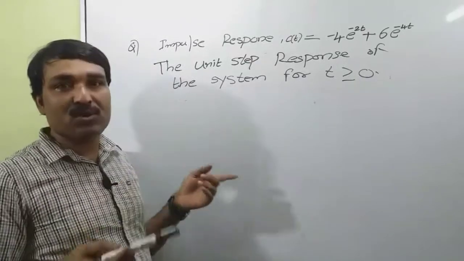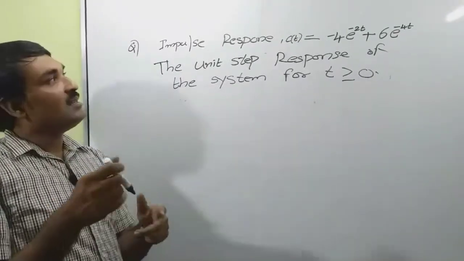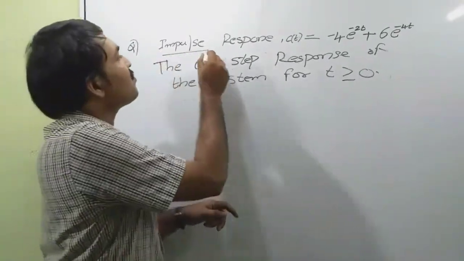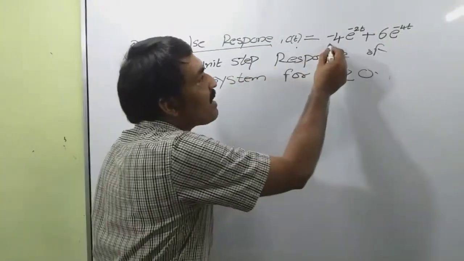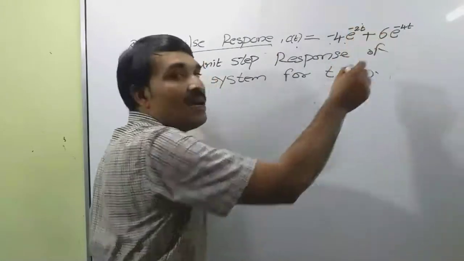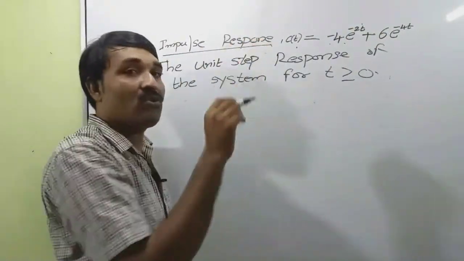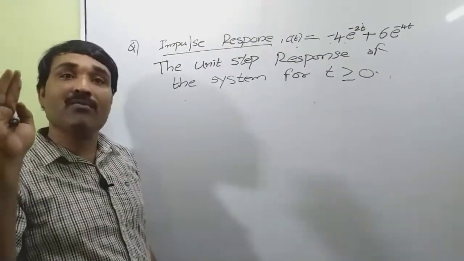This is a previous GATE question. I am not writing the choices. The question is: the impulse response of a linear time invariant system is given as c of t is equal to minus 4 e raised to minus 2t plus 6 into e raised to minus 4t. That is the impulse response of a system.